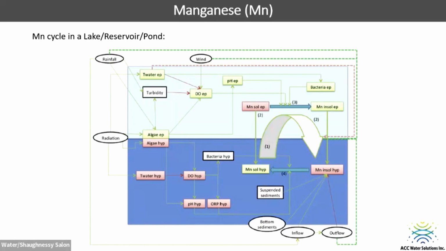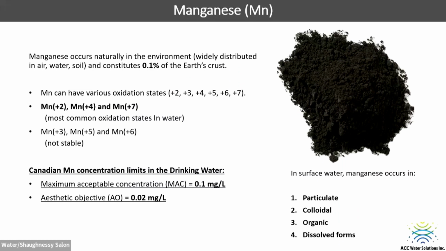That's why Ray mentioned earlier that we have to see what kind of manganese is present. Again, there are 4 types of manganese: particulate, colloidal, organic, and dissolved. Based on that, we have to provide a solution. There is no one solution that fits all water bodies.